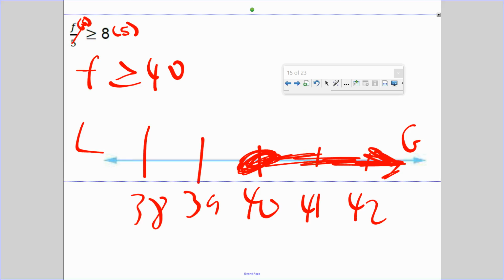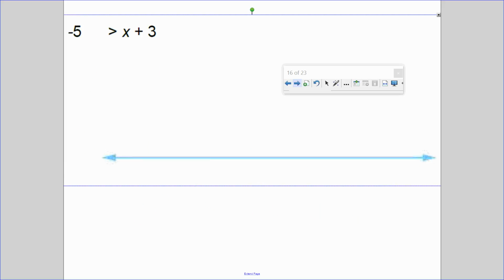And let's check if this works. I want to put in a 45 here because it has to be greater. Or let's do 50. 50 divided by 5 is 10. Is that greater than 8? Yes, it does. Check mark. And let's do our last example. Negative 5 is greater than x plus 3. I need to isolate this variable x. What is the inverse of plus 3? Minus 3. This cancels.